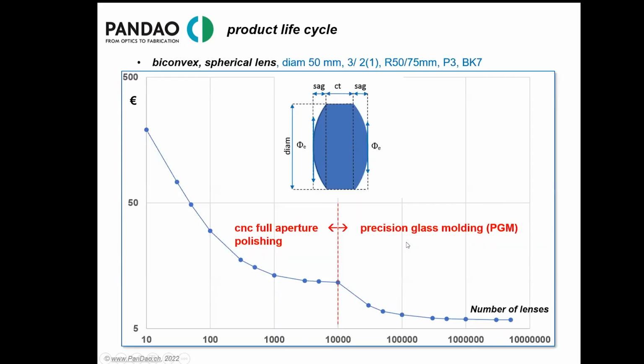And there are other customers of ours who are doing what they call product life cycle. Every single data point here costs people, let's say, 2 to 3 days calculating. And here you have that with one click. You see technology change from CNC full aperture polishing to precision glass molding when you start producing 10,000s. So if you are here and you want to put an order, you better put an order for 2 years, because then it's half price.